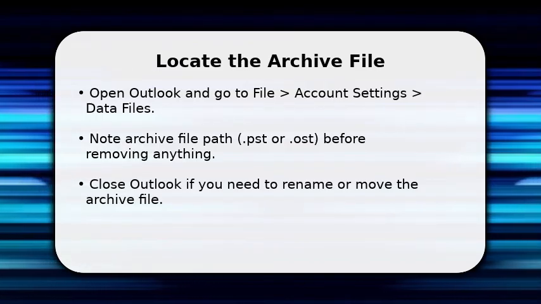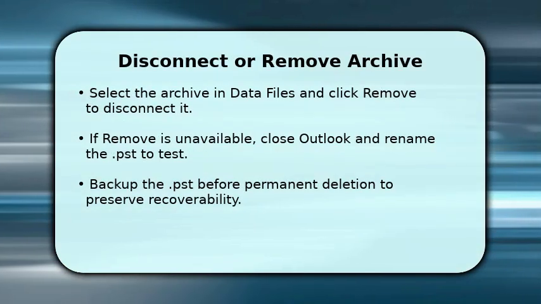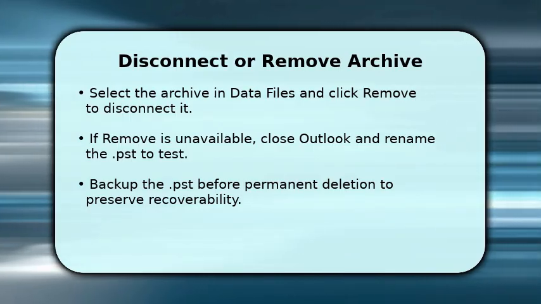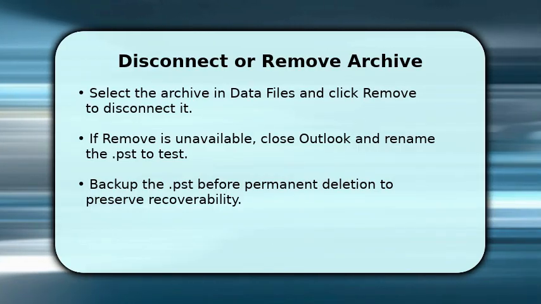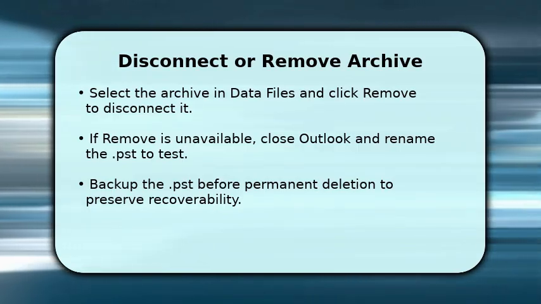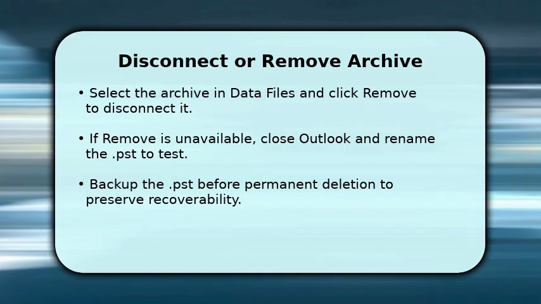accidental data loss. Now disconnect the archive from Outlook by selecting it in the Data Files list and choosing Remove. You should remove rather than delete when you want the data available later. Remove simply detaches the store from your profile. If Remove is grayed out, close Outlook and rename the PST or move it to another folder, then reopen Outlook to confirm it no longer loads.